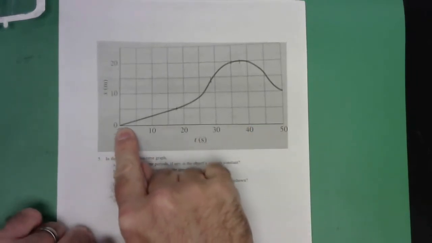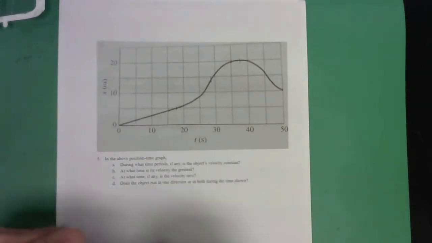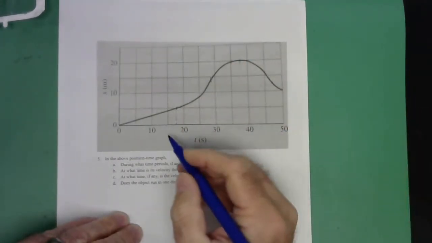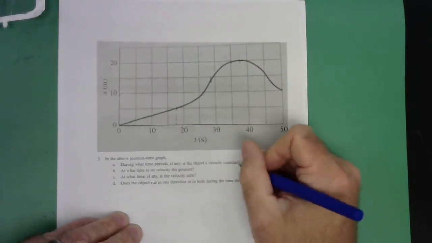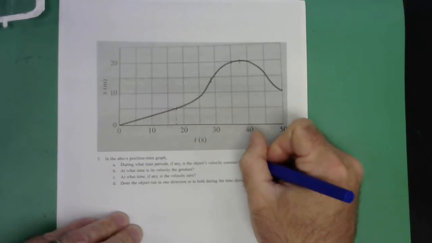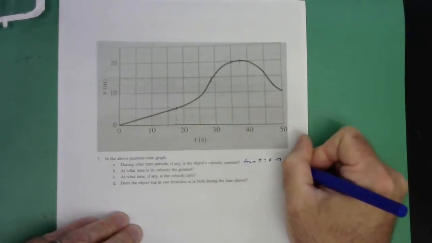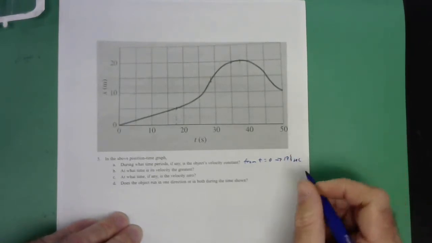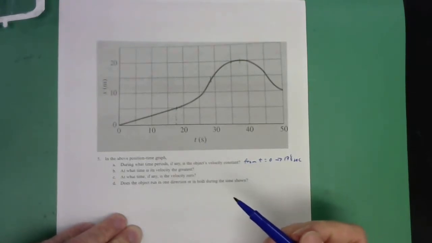I believe this is intended to be straight here between 0 and, what should we call that? What do you think? Looks like each box is 5. Want to call that 17.5 seconds? Sure. So I would say from t equals 0 to 17.5 seconds.